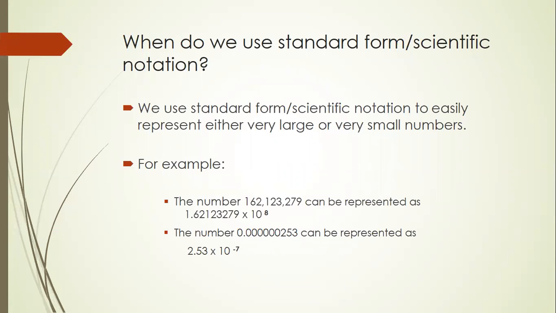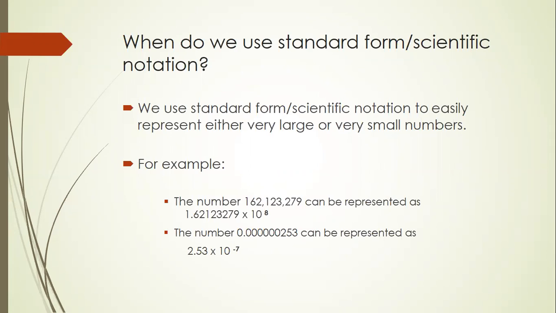When do we use standard form or scientific notation? This is usually used when you want to easily represent a very large or very small number. I've listed two examples here, one with a very large number, 162,123,279.